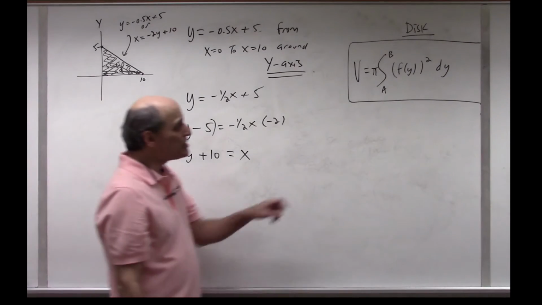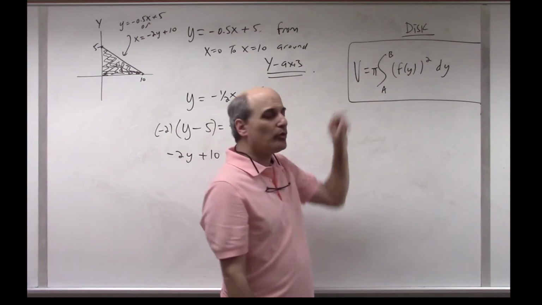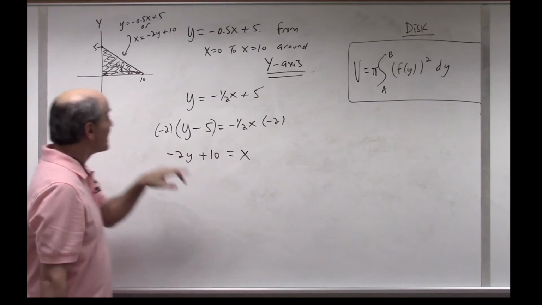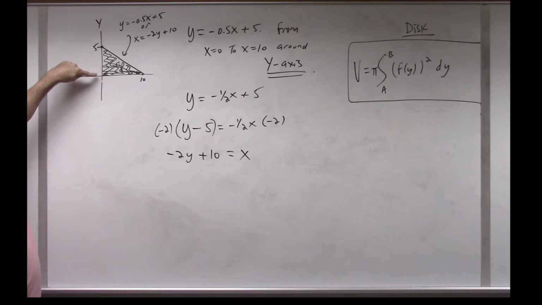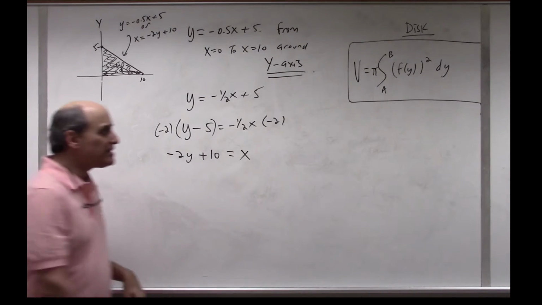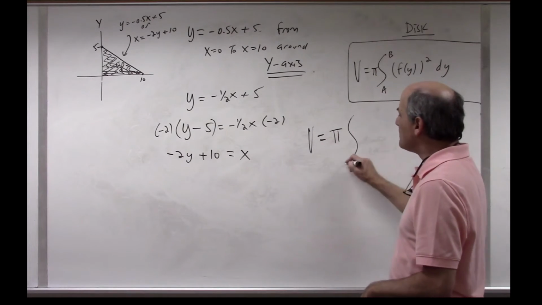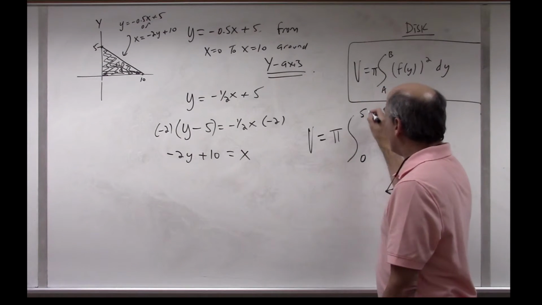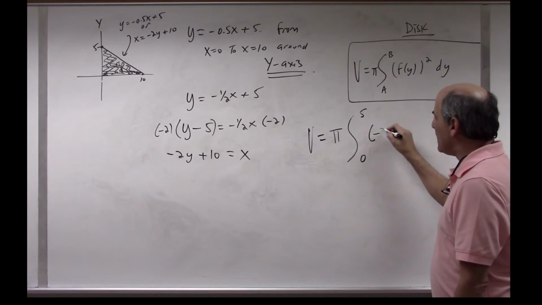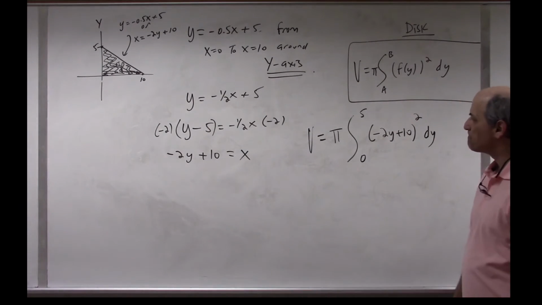One other thing, since we're integrating dy, our limits have to be the limits on the y-axis, not the x-axis. X goes from 0 to 10, but y goes from 0 to 5. So the correct integral to find this volume is pi times the integral from 0 to 5 of f of y, negative 2y plus 10 squared, dy.